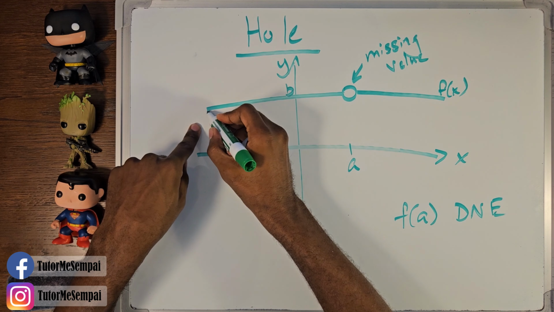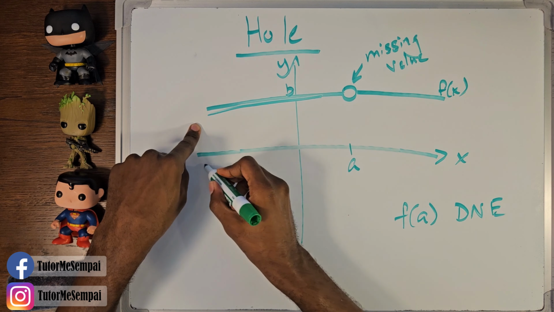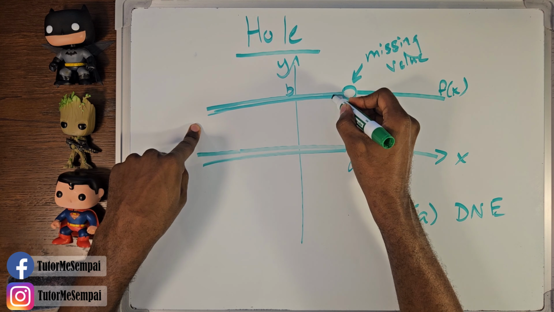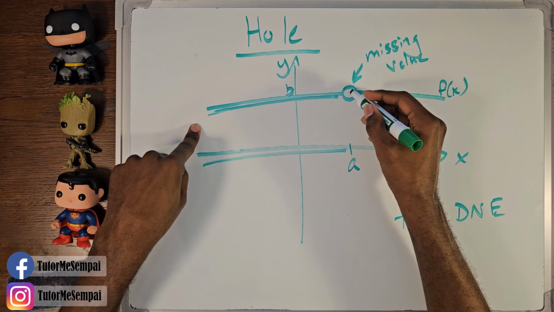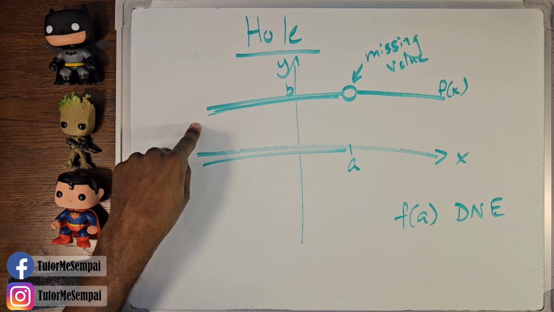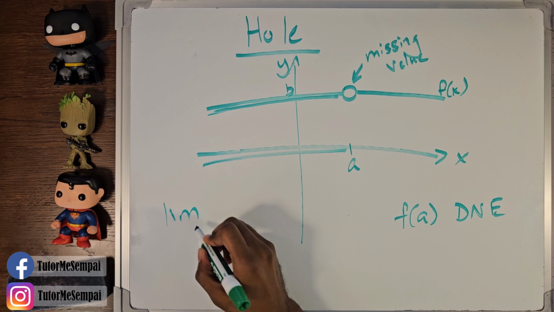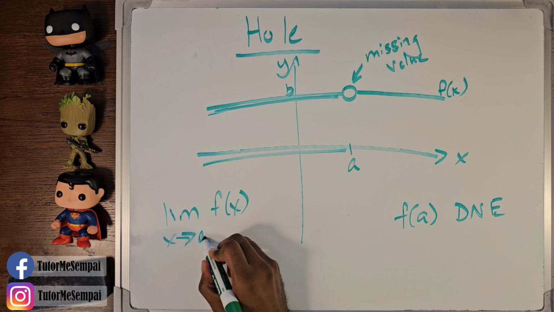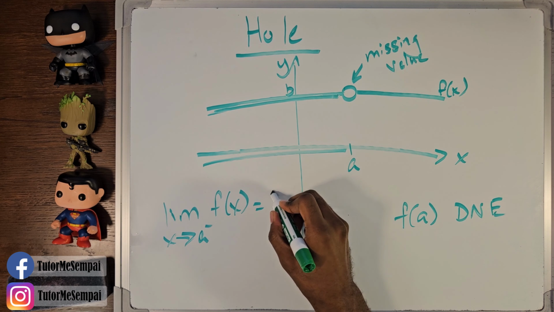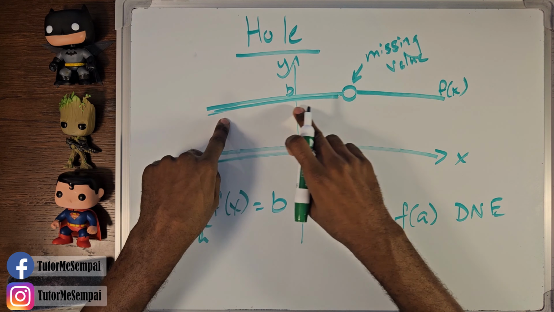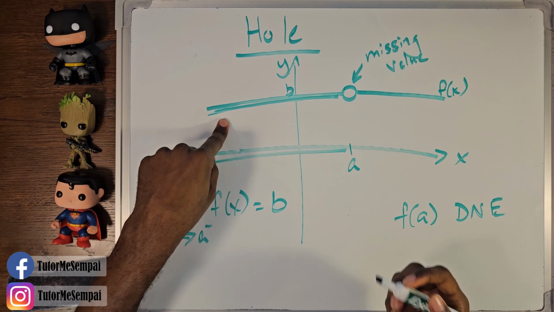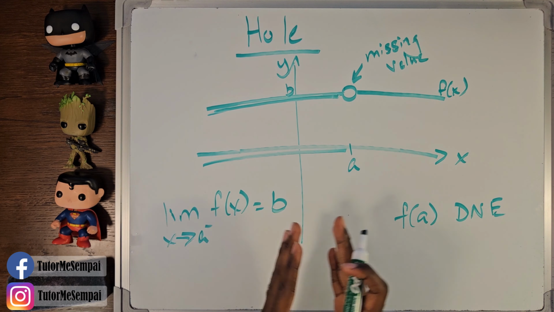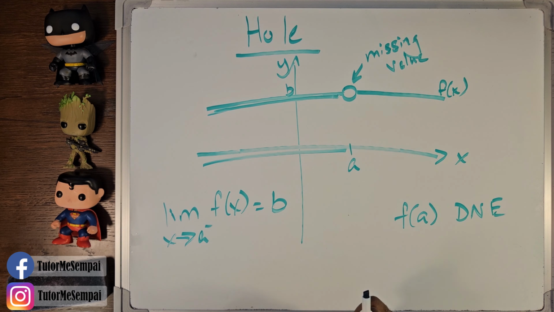If we're approaching from the left on the x-axis, your function approaches from the left here, and what does it approach? It's going to approach b. So you know that the limit of this function as x approaches a from the left is going to be b. You're approaching b. Yes, you don't equal b. You're not going to ever hit that. You're just approaching it. That's what the limit's about, not what it equals.